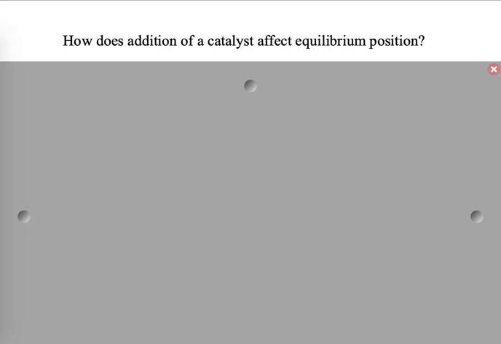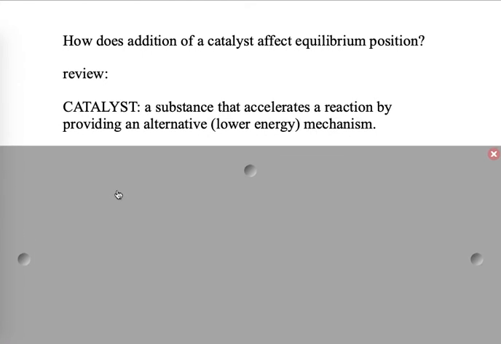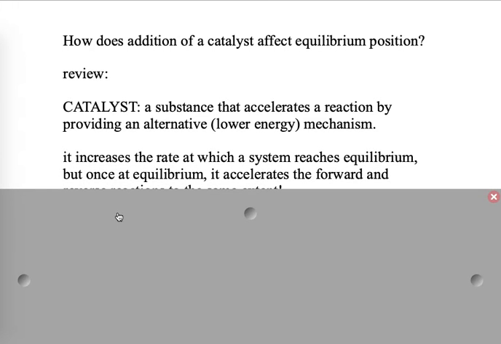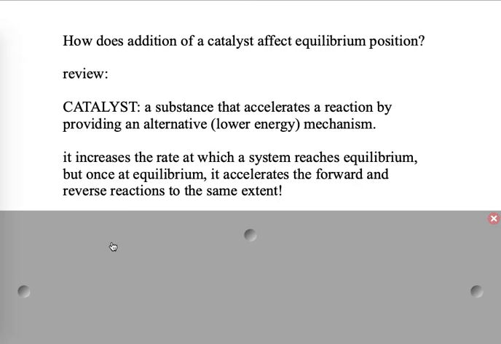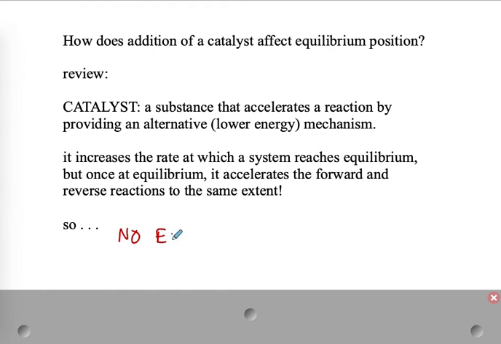Finally, let's ask, what effect does the addition of a catalyst have on the equilibrium position? Well, let's review, what is a catalyst? A catalyst is a substance that accelerates a reaction, that is, it speeds it up by providing an alternative mechanism or pathway that has a lower activation energy. It increases the rate at which the system reaches equilibrium, but once you're at equilibrium, it accelerates the forward and reverse reactions by the same amount. So, a catalyst has no effect on the position of equilibrium. It will only help you achieve equilibrium faster if you're not already there.